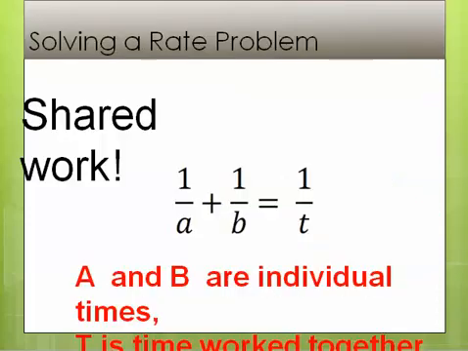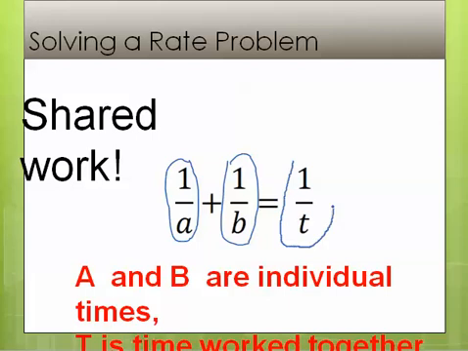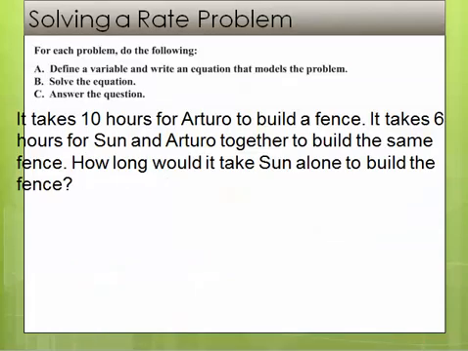From that equation, we can ask, what if it's more than one person working? What if there's some shared work going on here? If it's shared work, I've got 1 over a, the rate of the first person working by themselves, and 1 over b is the rate that the second person works by themselves, and then 1 over t would be the total time it takes for them to work together. And this works out quite simply. So a and b are the individual times, and t is the time where they work together. So let's look at a problem here.